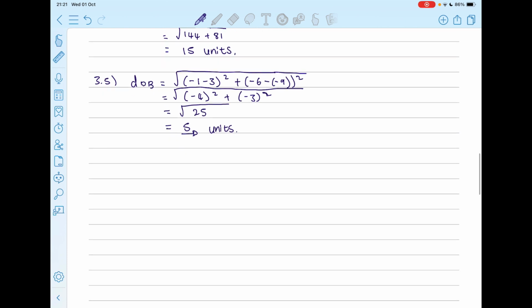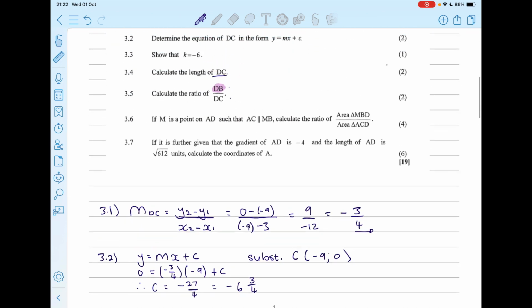Now they want the ratio of DB to DC. So we are looking at DB over line DC. DB, we calculated to be 5 units. DC, we calculated 15. So 5 goes into 15 three times, and you end up with 1/3 as the final answer for the ratio of DB to DC. Okay, nice. Let's move on to 3.6.